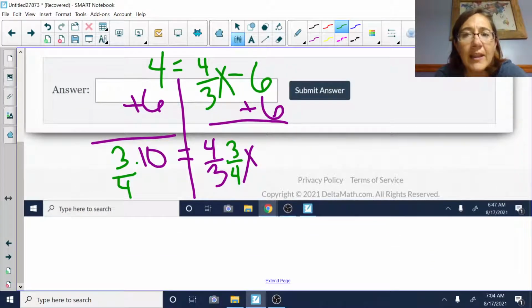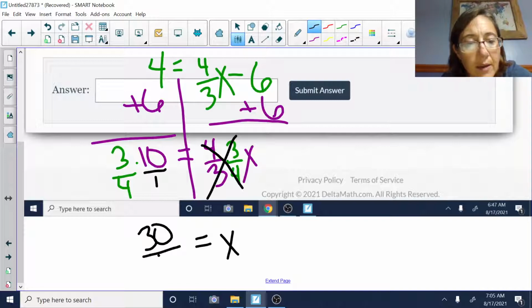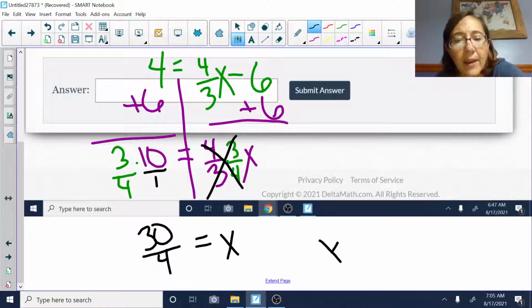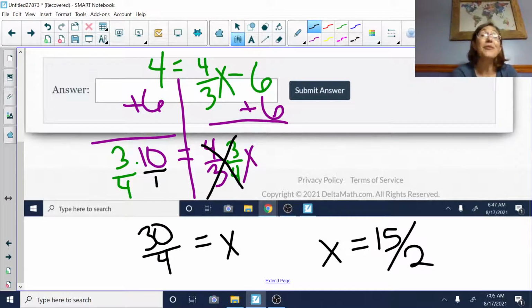And over on the right side, the 4's will cancel and the 3's will cancel. That gets your x by itself, which is good. On the left side, I'm going to go ahead and put this 10 over 1 so that you can see them multiplying a little bit better. So my numerator would be 30 and my denominator would be 4. And that does reduce by 2's. I can divide top and bottom both by 2. So I could call that 15/2. If you wanted to make it improper, it is improper. If you want to make it a mixed number, a 7 1/2, that's fine. If you want to make it a decimal, that'd be 7.5, that's fine too.